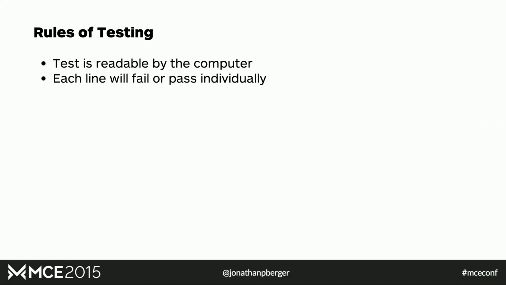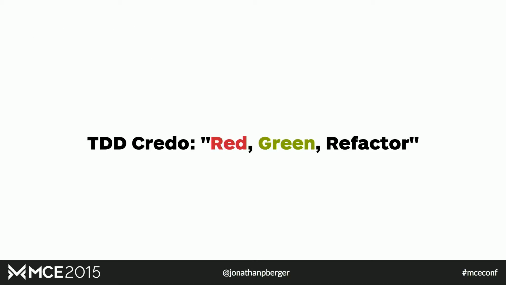So here are the rules for testing. That's a readable piece of software that you just saw, and we're going to let each line pass or fail, go red or green individually, right? So the whole big picture, we call it Red Green Refactor. We're going to write the red failing test, we're going to make it pass, and then we'll refactor it.